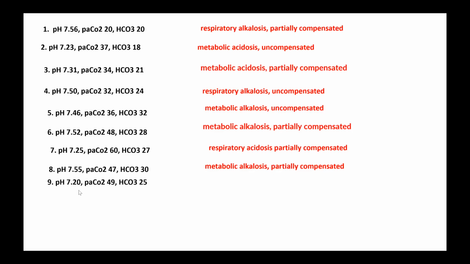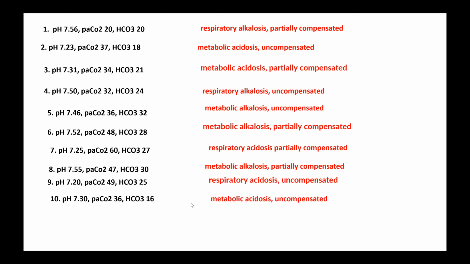You get 7.20, CO2 49, bicarb 25. Respiratory acidosis, uncompensated. pH 7.30, CO2 36, bicarb 16. Metabolic acidosis, uncompensated. pH 7.41, CO2 26, bicarb 17. Compensated metabolic acidosis. This is a metabolic acidosis, fully compensated.